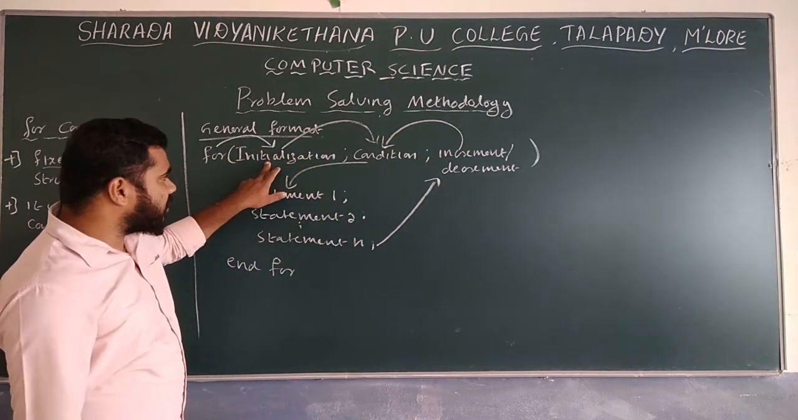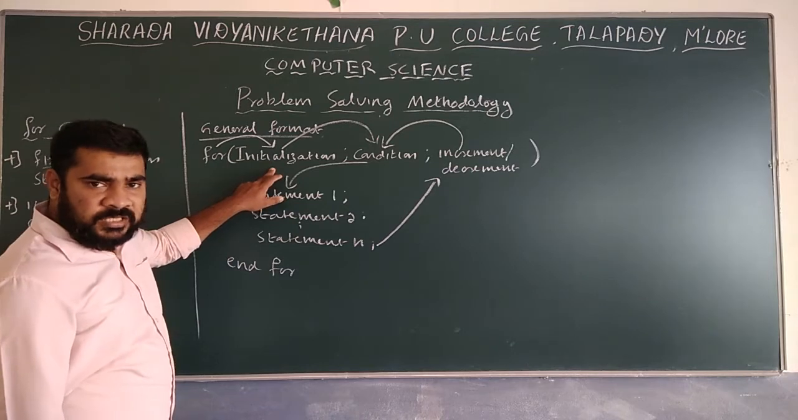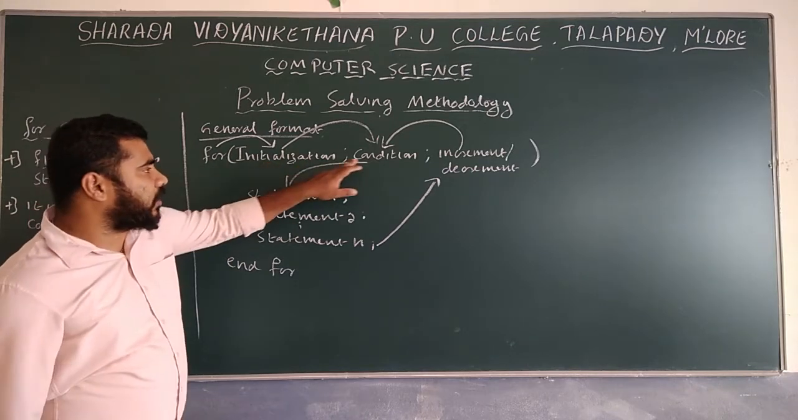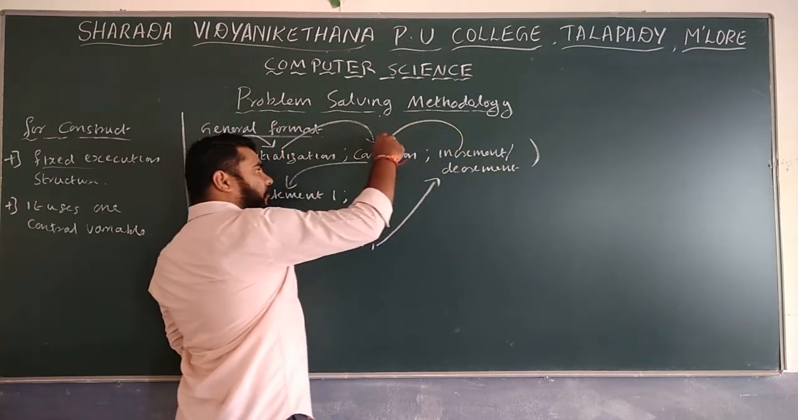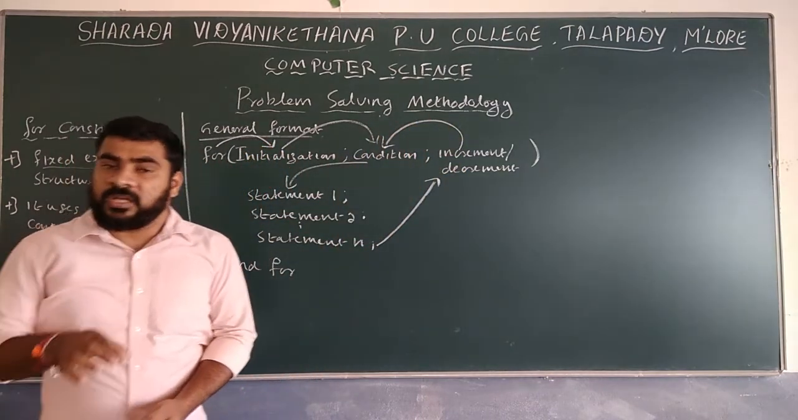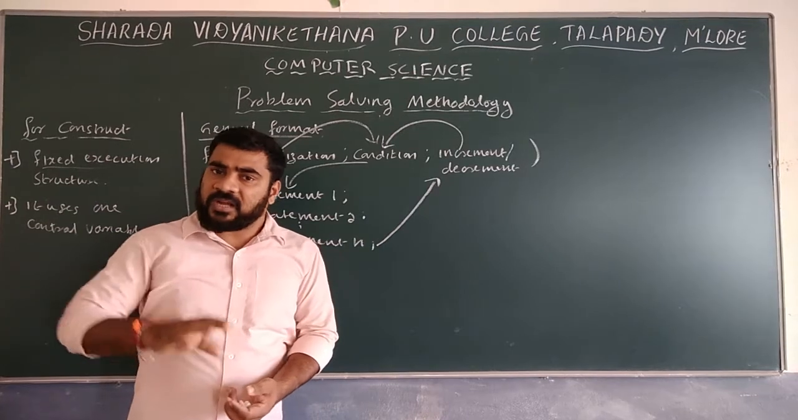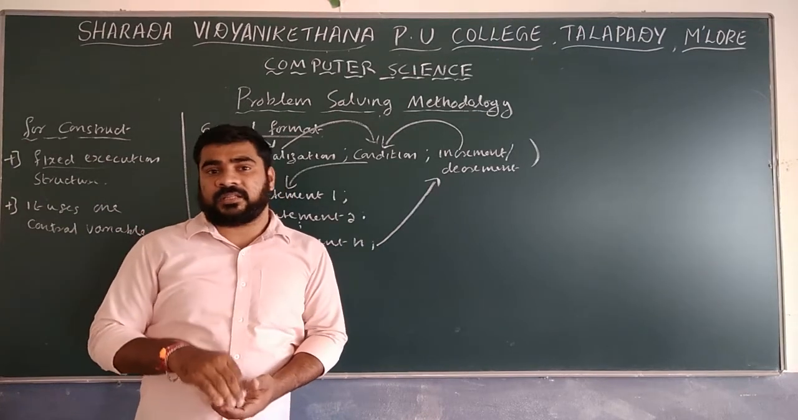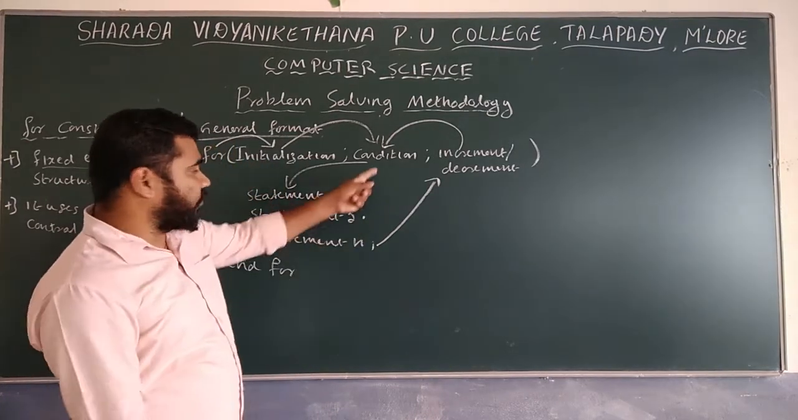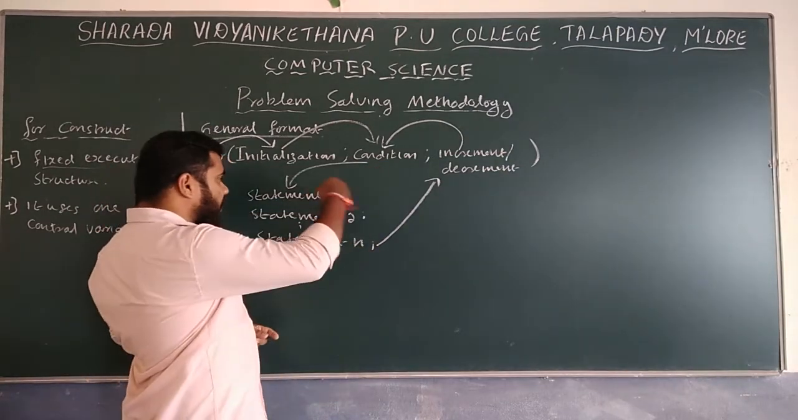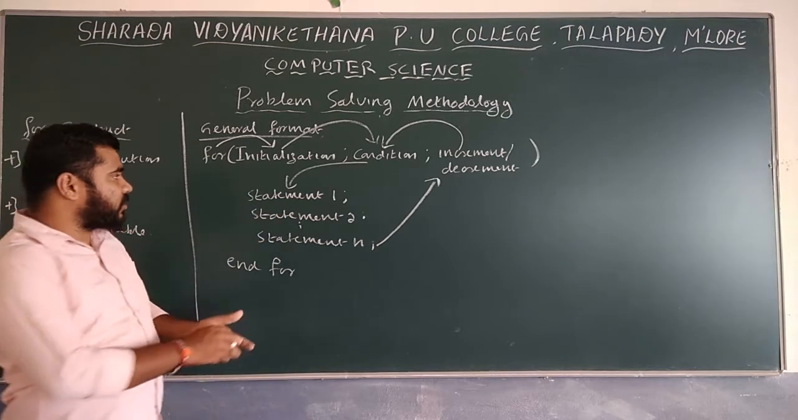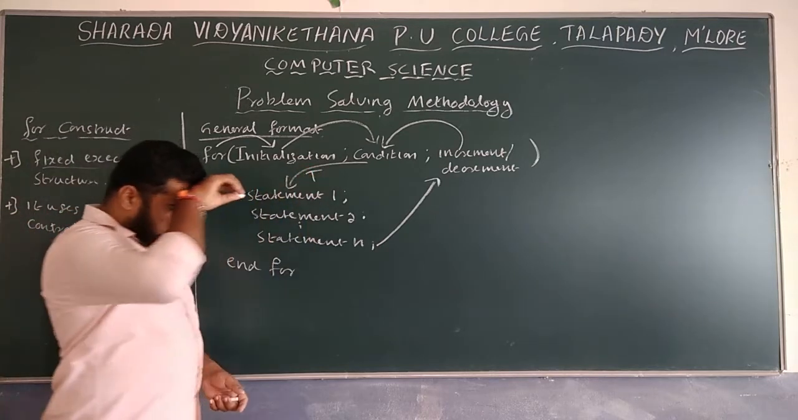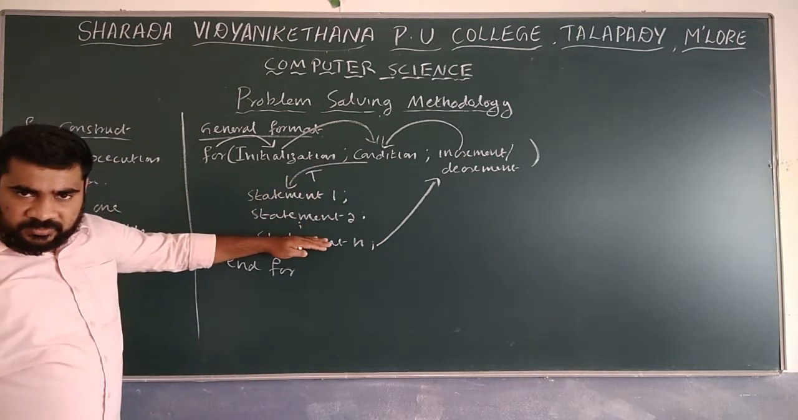Because see, initialization is done only once. After that, test condition, then statements, then increment or decrement. After that, once again the control is moved to check the condition. If the condition is true, once again the body of the loop will be executed. This is true means once again statements are executed.